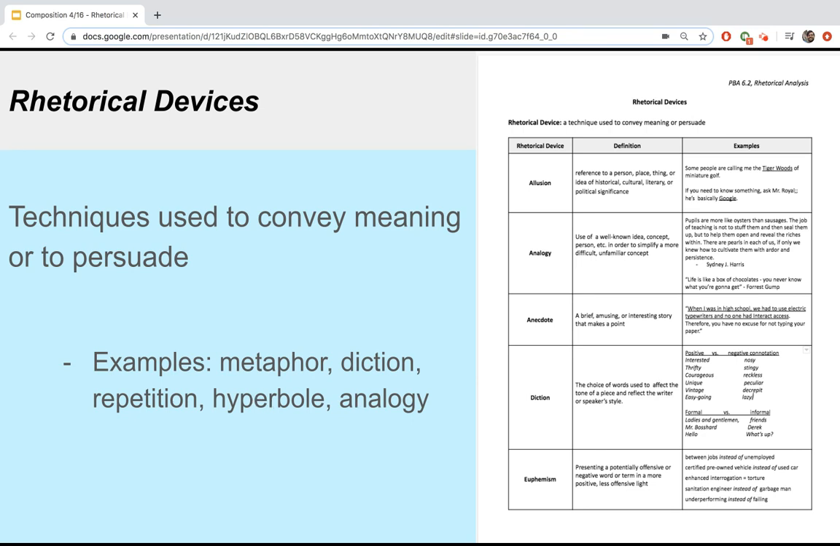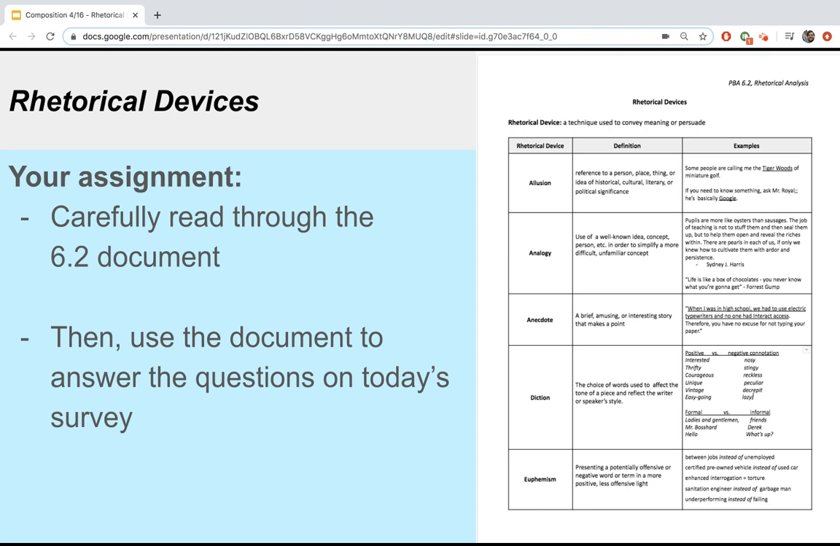And what I want you to do today is I really just want you to dig into this document on your own. And this is your assignment, to carefully read through the 6.2 document. Read through the different rhetorical devices, learn their definitions, and check out their examples to get a sense of what they actually do. And then use this document to answer the questions on today's survey.